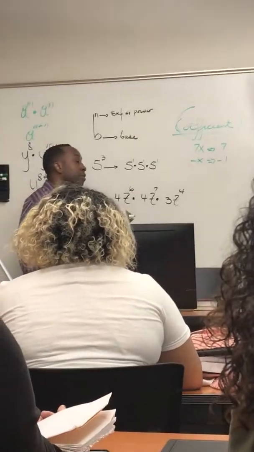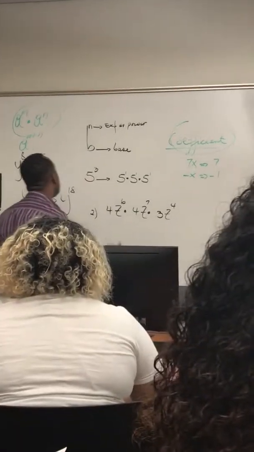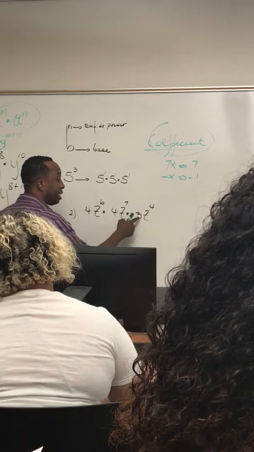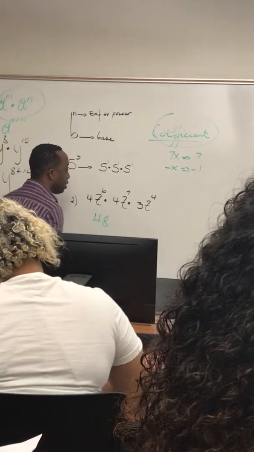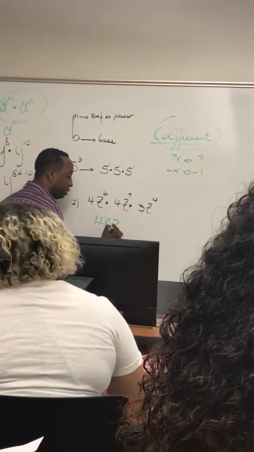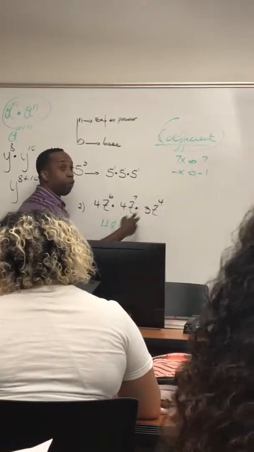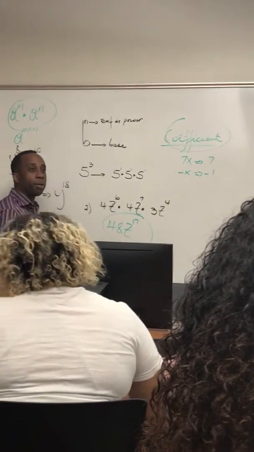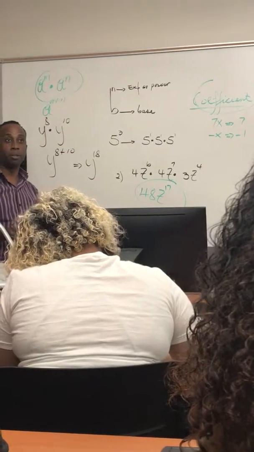Now if I need to use what I know here to multiply like bases, I'm going to do 4 times 4 is 16, times 3, that's 48. Now, keep my z: 6 plus 7 is 13, plus 4 is what? That's all I have to remember here. Any questions? We're good, right?